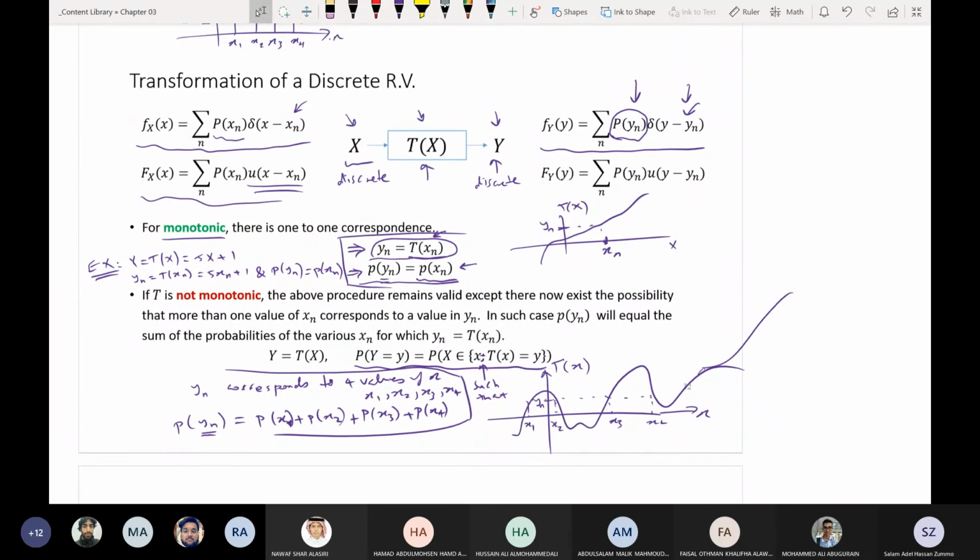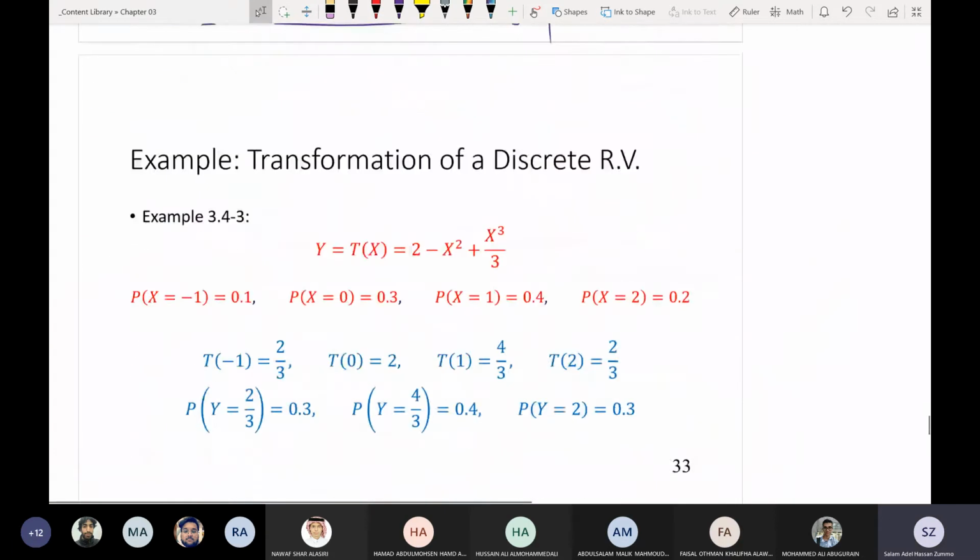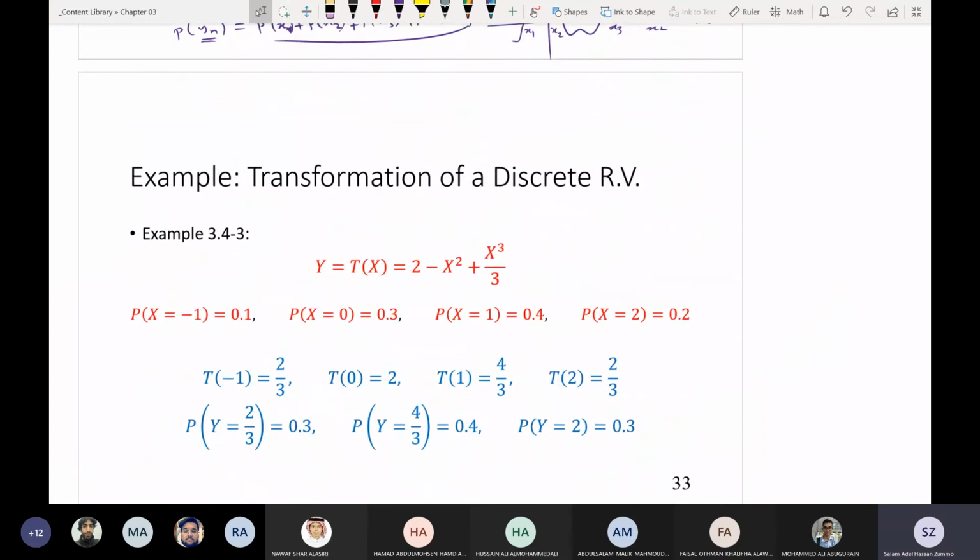Okay. Let's have an example. We have now y equal T of x, which is given by minus x squared plus x cubed over 3. First of all, is this monotonic or non-monotonic? What do you think?